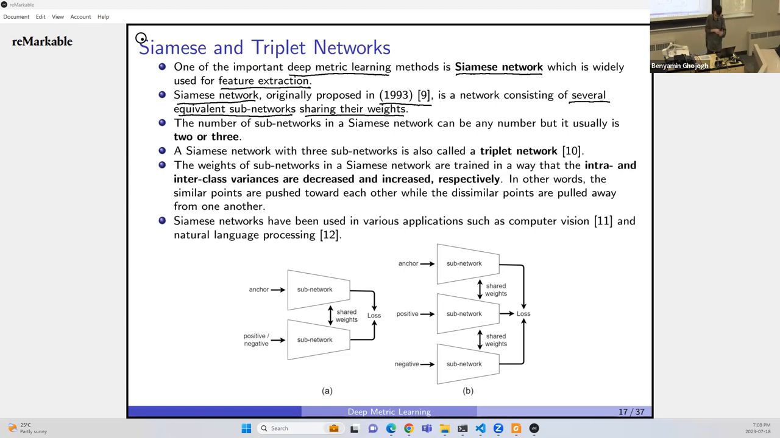So as I said, we have multiple networks, we share their weights, and usually we have either two networks or three networks, okay? Two or three. And a Siamese network with three networks is also called triplet network, right? And why is it called Siamese? Because I think Siamese, as far as I know, is related to twins. And that's the reason, because you can see them as twin networks or something like that.